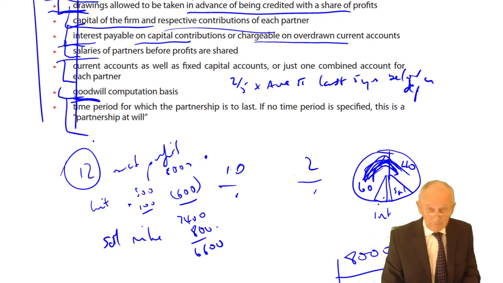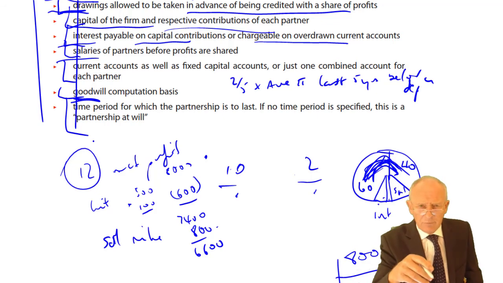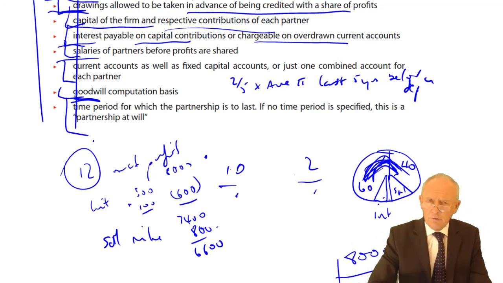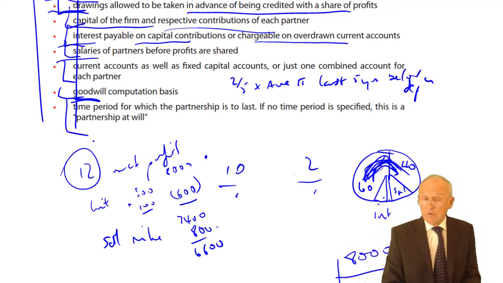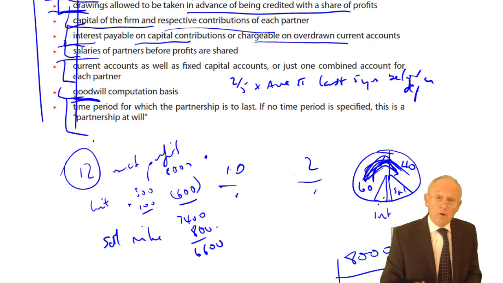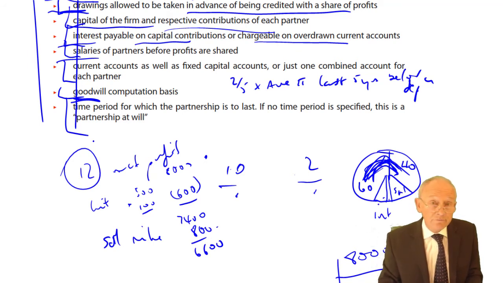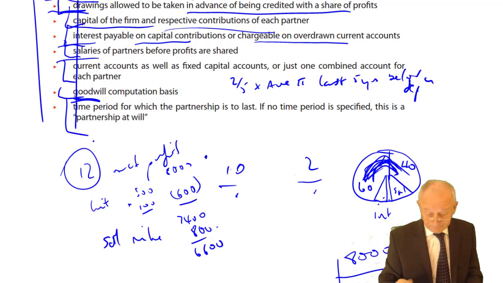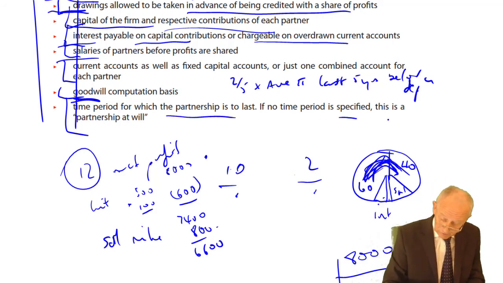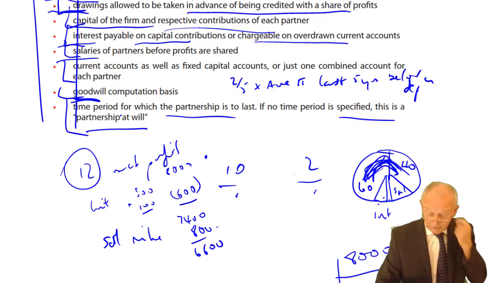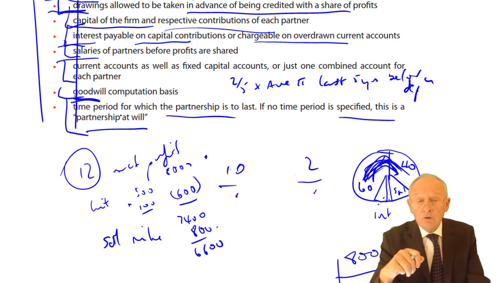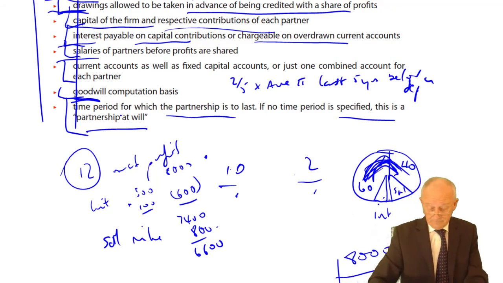Time period. Unusual. PricewaterhouseCoopers don't have a time period for their partnership. They don't set up a partnership that shall last for 30 years. But you and I could. If we've got this stall at the careers exhibition, our partnership would last maybe for just 2 weeks. A joint venture is a partnership for a limited period of time. If there's no fixed time period, it's called a partnership at will. And a partnership at will is capable of being dissolved by any partner giving notice to all the others of their intention to dissolve the firm. That's a partnership at will.